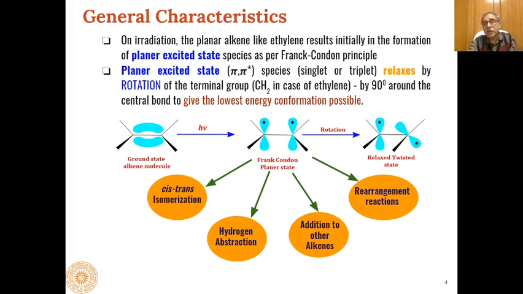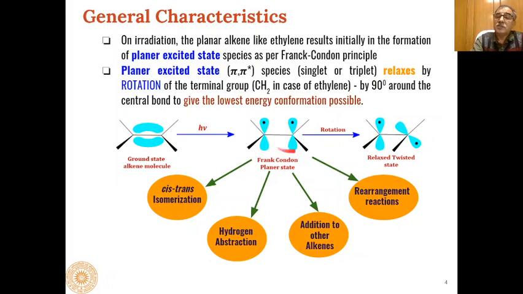In the case of an unsubstituted alkene it is methylene, and in the case of a substituted alkene it is a substituted methylene group, which is rotated by 90 degrees around the central bond to give the lowest energy conformation possible. So this is the lowest energy conformation possible through a rotation of 90 degrees.